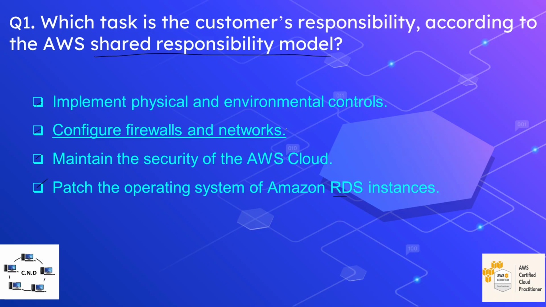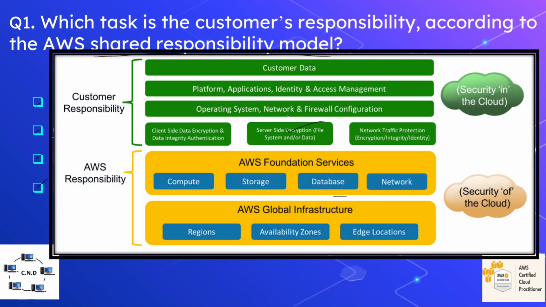configure the firewall and the network. So the configuration of firewall and network is basically the responsibility of the customer, while the rest is the responsibility of AWS, the cloud provider. This is a diagram I'm just sharing, and this will also give a clear view of the customer and the cloud provider, in this case AWS, responsibilities.